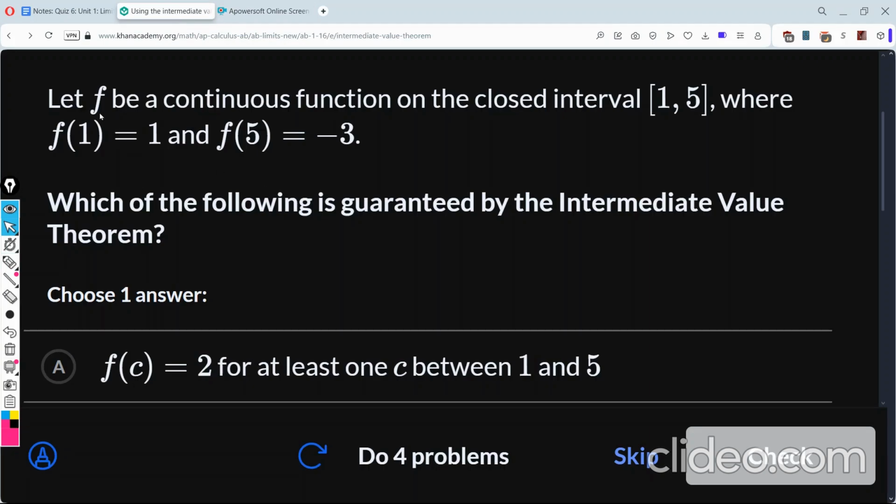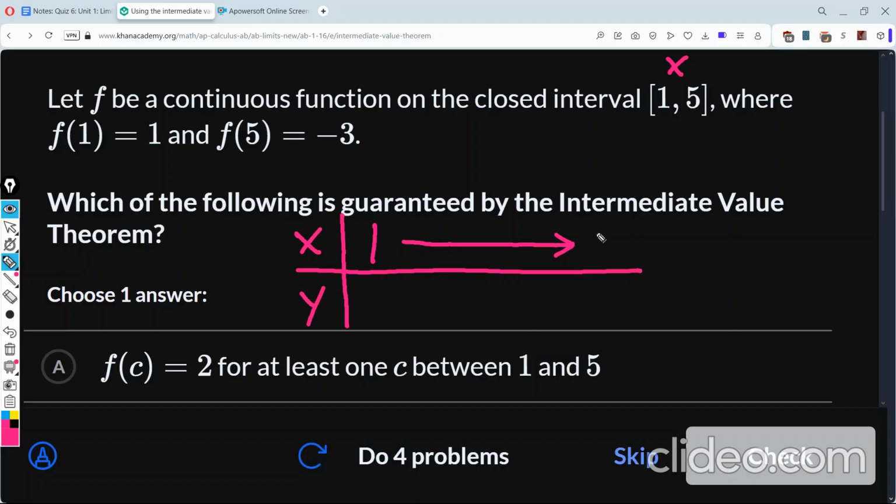It says let f be a continuous function on a closed interval [1, 5], where f of 1 is 1 and f of 5 is negative 3. So if we were to make an xy table, and I'll do it horizontally for now, these are the x coordinates right here. It starts at 1 and it goes to 5. How about the y values?